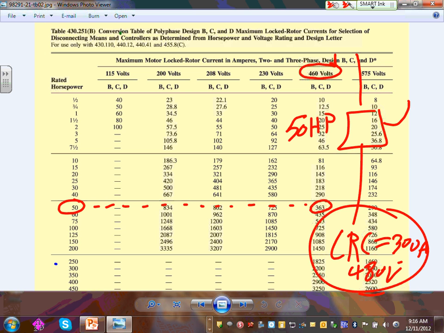See how they size based on the disconnect, guys? One more example. Suppose this locked rotor current was 150 and the voltage was 208. Let's go to 208. Let's go to 150. The horsepower rating is what? 10 horsepower. How easy is that?